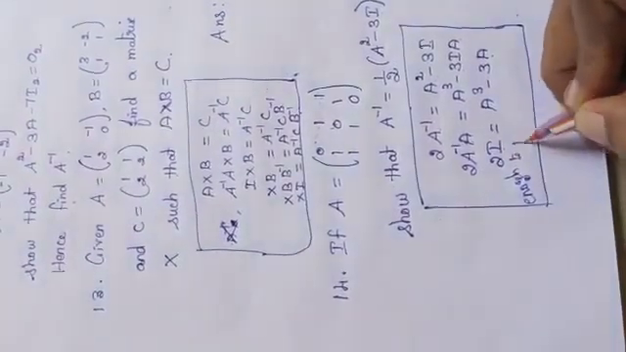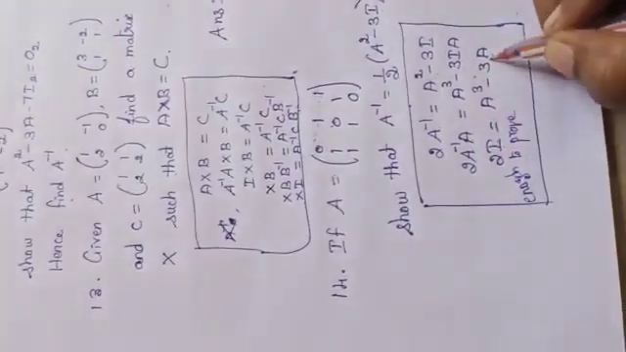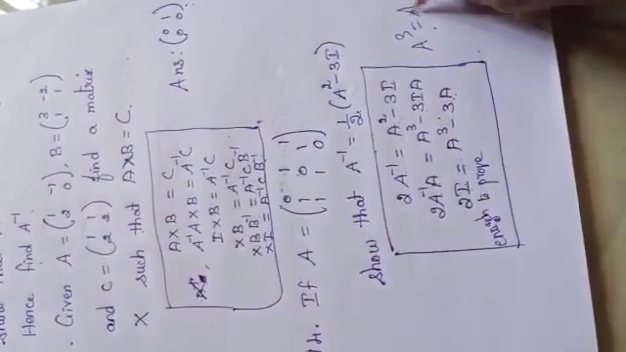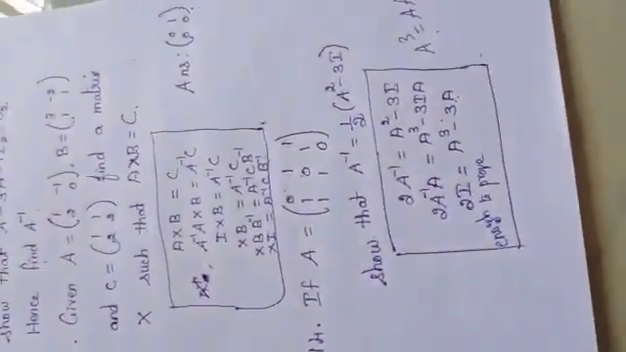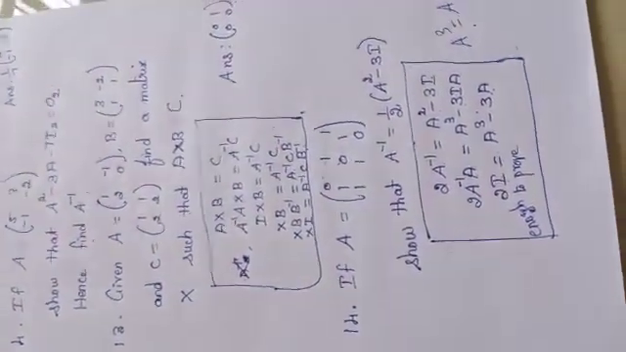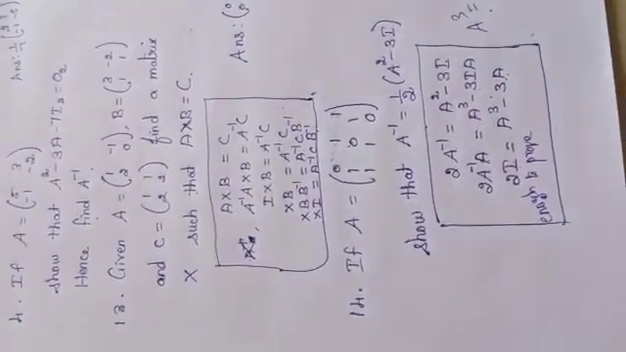It is enough to prove 2I is equal to A cube minus 3A. A cube is equal to A into A square. Multiply, then it will be easy for you to show that. So, complete this homework. See you in the next class. Bye-bye.